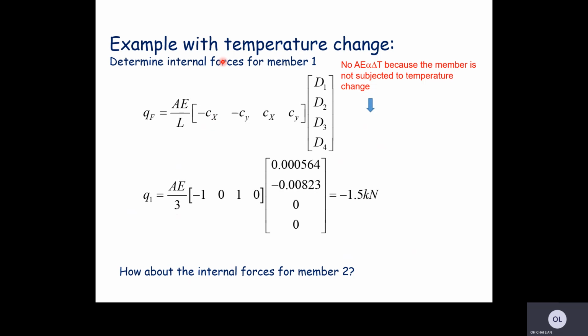In this case, member 1 is not subject to any temperature change. Therefore, we do not need to add any modification to these equations for the internal force. But for member 2, yes, you need to add this AE alpha delta T. So this is how the analysis is done for the truss that is subjected to temperature change and also fabrication error.